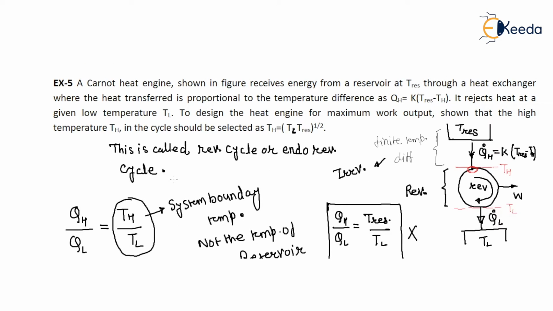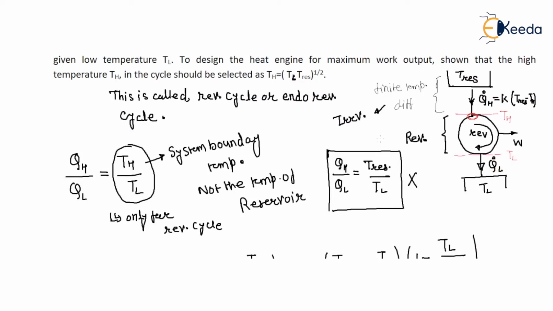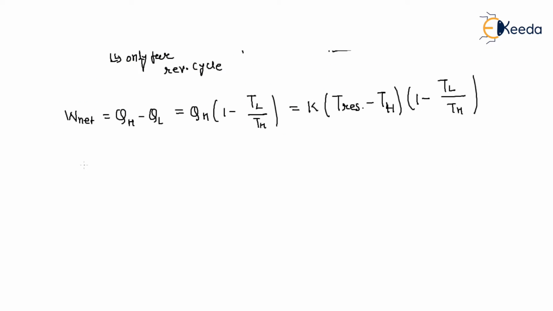The condition is given to design a heat engine for maximum work output. So for maximum work output, what is that? This is the fixed temperature, and this is also a fixed temperature. Why? Because the heat transfer is through this and this temperature. This is the variable boundary temperature.